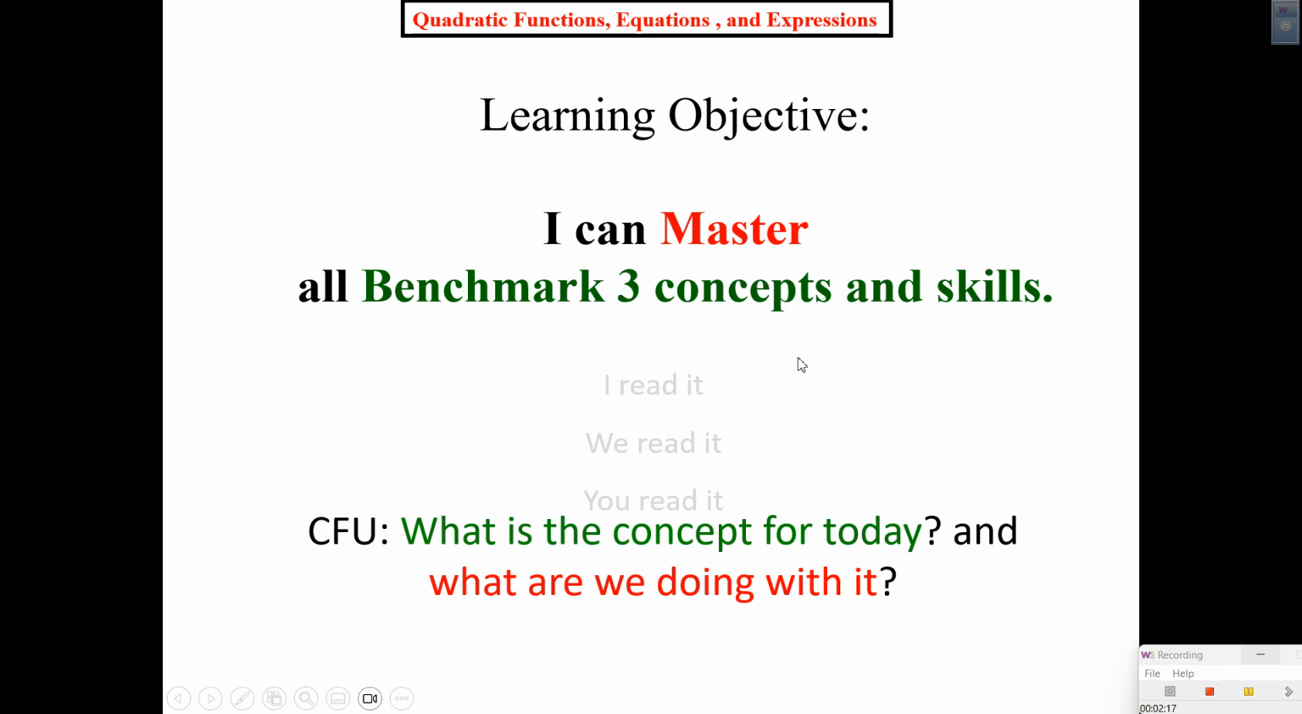Make sure you study. All right, so basically I want us to make sure we master all the concepts that we covered so far. Okay? So get a Cornell note ready, please. A blank sheet of paper ready. So our objective for today: I can master all benchmark 3 concepts and skills, everything we've seen.